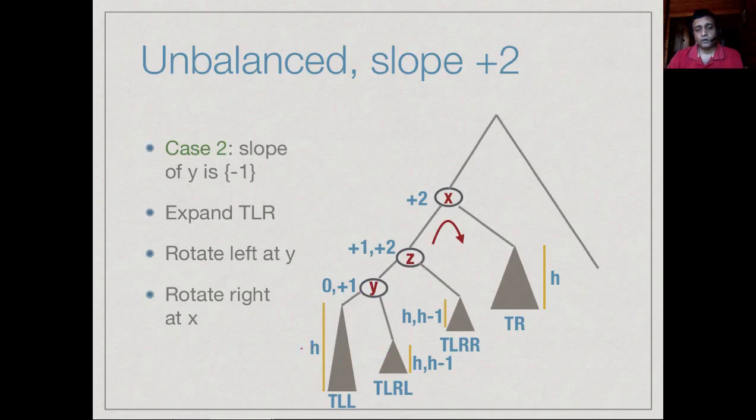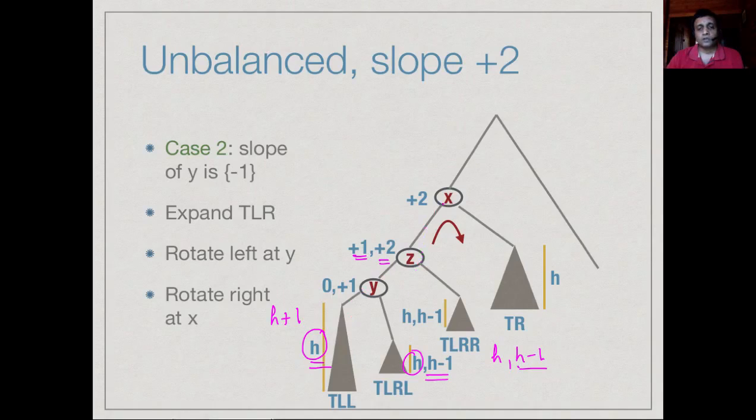And now if you go back and check all the heights, then you find that at Y, I either have height 0, or I have height plus 1. Now if I look at Z, then the left hand side is now H plus 1, and the right hand side is H or H minus 1. So if it's H plus 1 and this is H, then I get plus 1. If it is H plus 1 and this is H minus 1, I get plus 2.